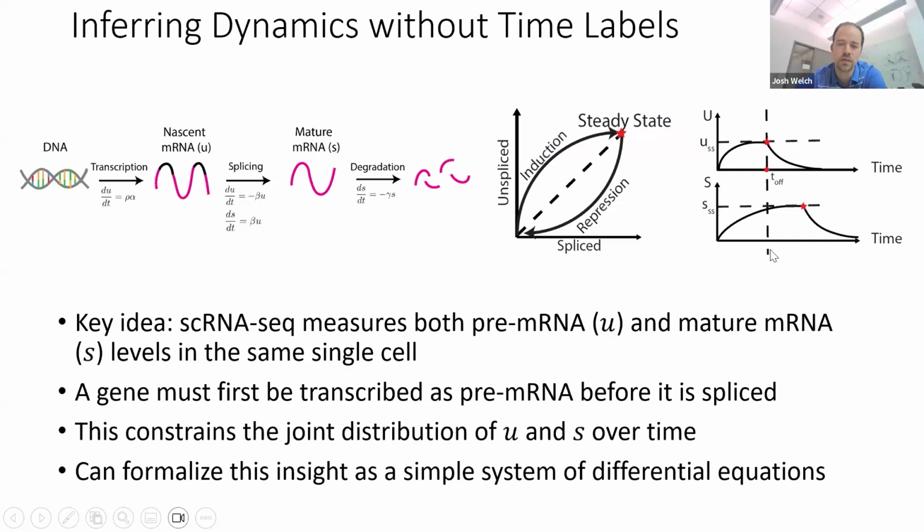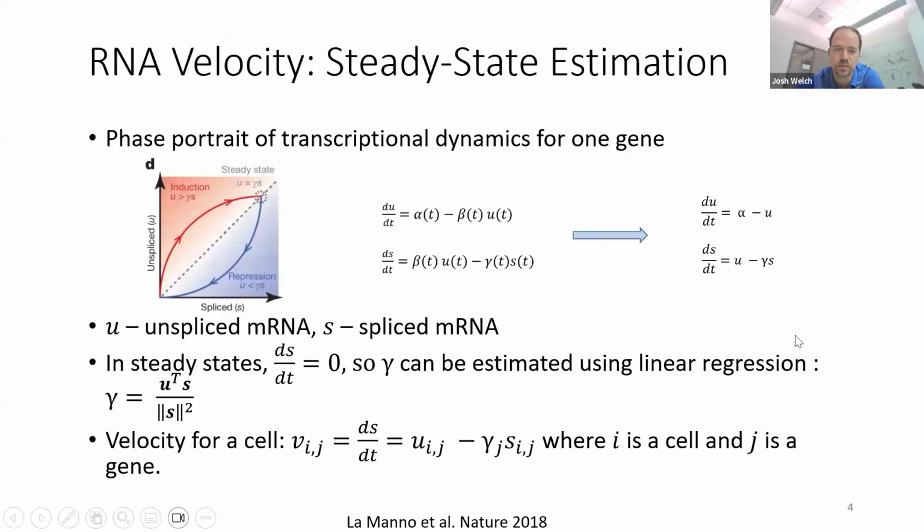And so you can think of this from multiple perspectives. It's a system of differential equations, it's a constraint on the joint distribution of U and S over time. And either way, it gives you a nice perspective for identifying where a cell is in its differentiation based on the relative amounts of U and S.